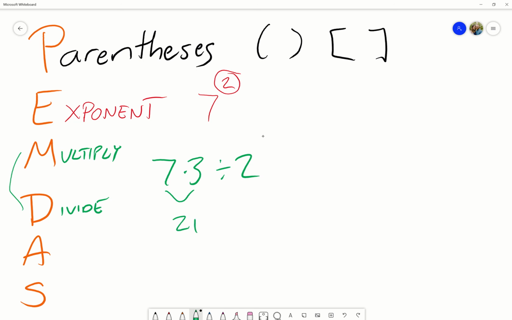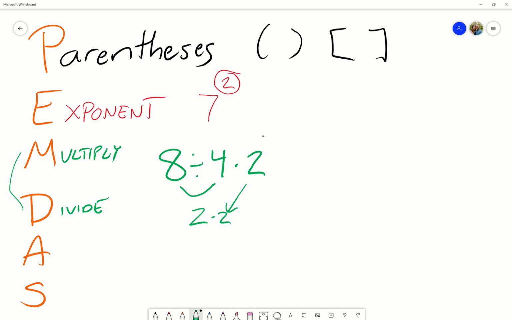7 times 3 is 21. Then we would do 21 divided by 2 and get our answer, right? So if multiply comes first, then we multiply first. But if divide comes first, then we divide first. So if we have 8 divided by 4 times 2, you would do 8 divided by 4 first, which is 2, and then 2 times 2, which is 4. Right, so we would get to our final answer there by dividing first. So we multiply or divide whatever comes first, starting on the left and moving to the right as we go.